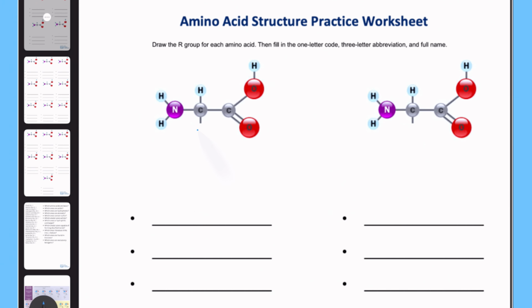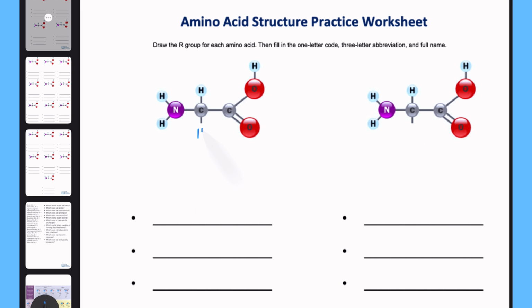All right, with that, let's get started. So this first one, very simple. The side chain is a hydrogen atom. So this is glycine, abbreviated GLY. 1-letter code is G. This next one is alanine. As you can see, you have a methyl group for its side chain, so just CH3. Abbreviation is ALA, and then 1-letter code is A.